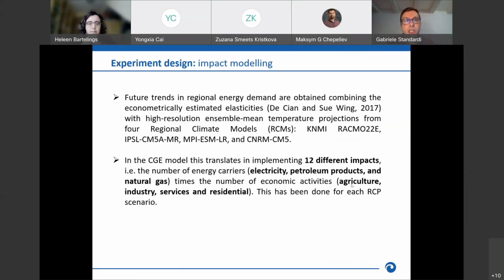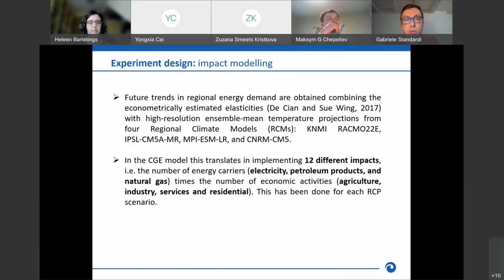Now, how the models have been introduced and how the energy inputs have been calculated and introduced in the CGE model. So basically, we start from the paper of De Cian and Sue Wing. Here, the authors estimate the elasticity of energy demand with respect to temperature for 3 energy carriers, electricity, petroleum products, and natural gas, and 4 sectors: agriculture, industry, services, and residential.